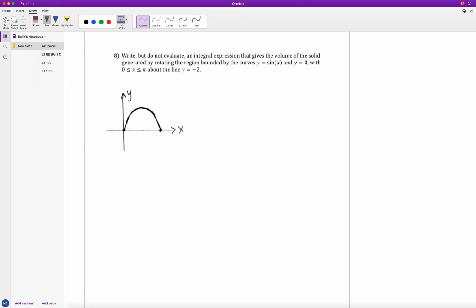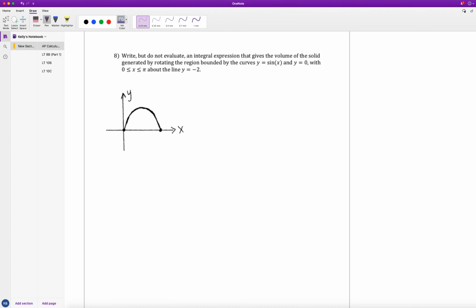So example 8 says, write but do not evaluate an integral expression that gives the volume of a solid generated by rotating the region bounded by the curve y equals sine of x, so we have a trig function now, and y equals 0, with x being bounded in between 0 and pi, and we're going about the line y equals -2. Well, let's draw this out because there's a lot going on.